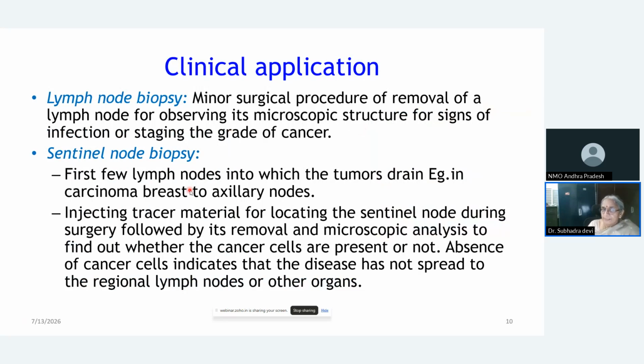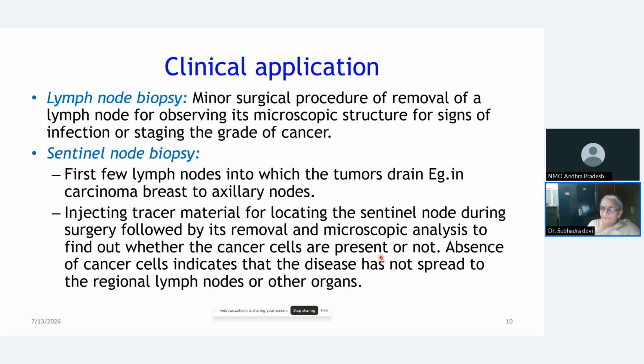Sentinel biopsy is a few lymph nodes into which the tumor drains. They will remove it, and by injecting a tracer material, they will identify the node during surgery. And then they observe under the microscope, and if they find that cancer cells are present, then they have to plan the surgery accordingly.